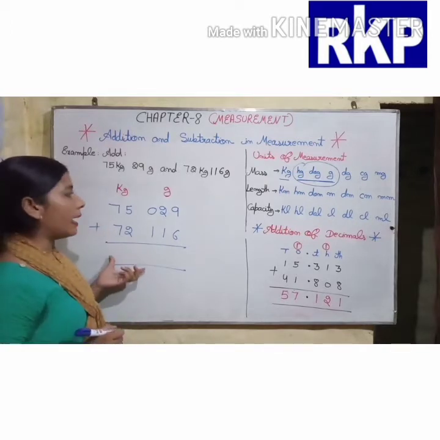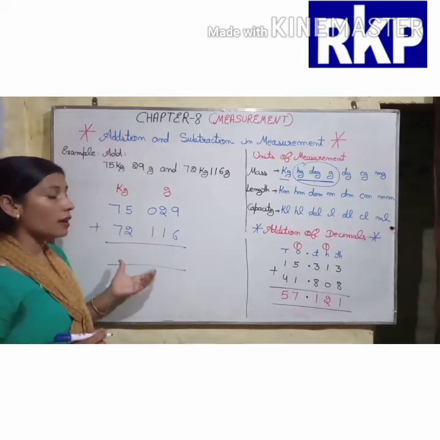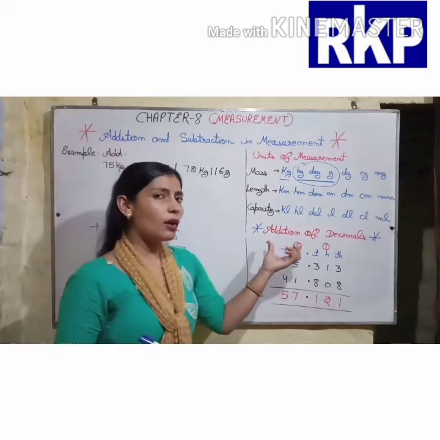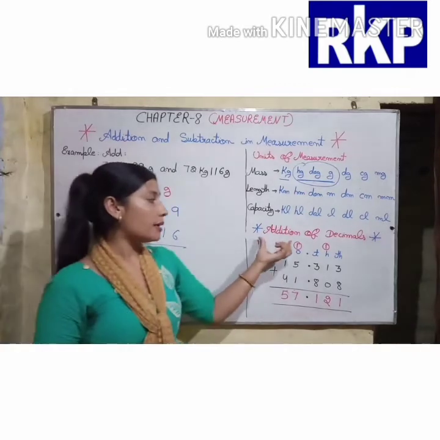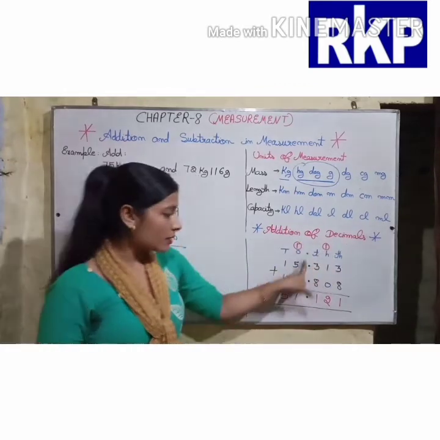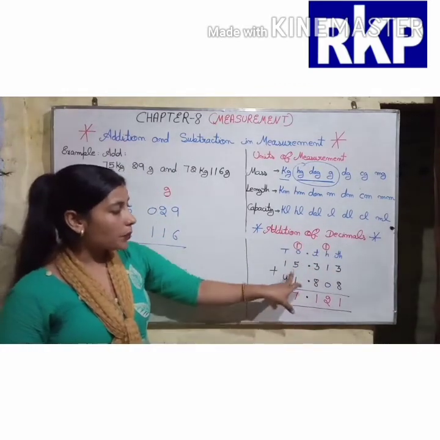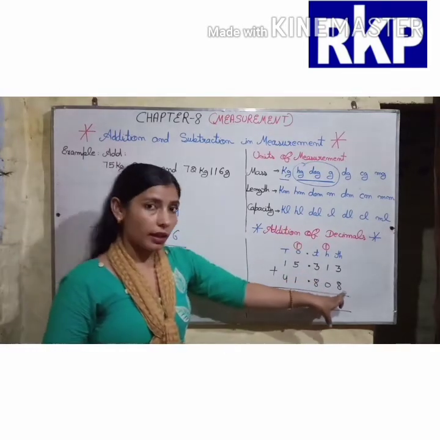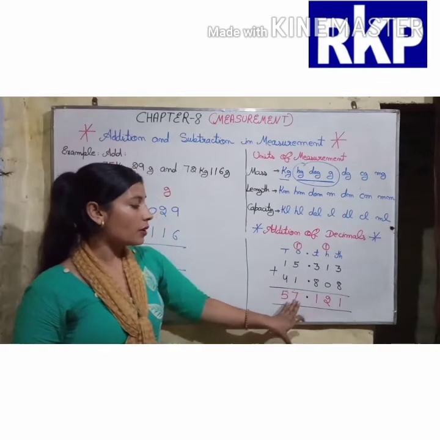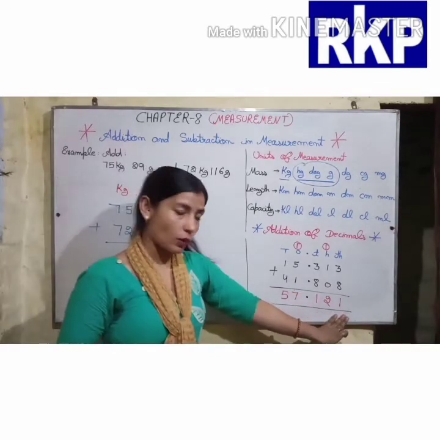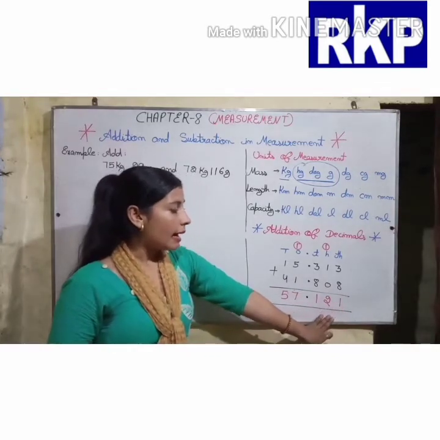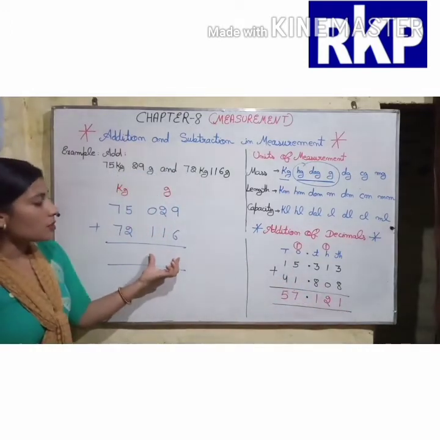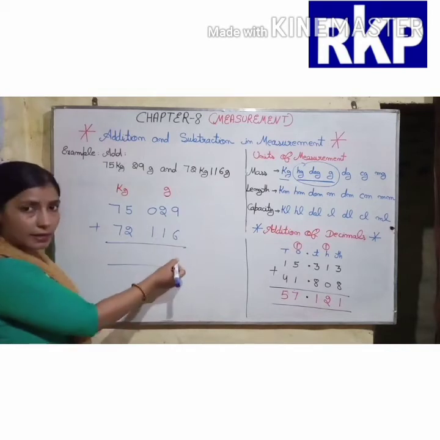Beta, we have to add these numbers like decimals. And we have already discussed addition of decimals. You can see here when we add 15.313 and 41.808, then we get 57.121. We always start adding from right side. So here also we have to start adding from right side.